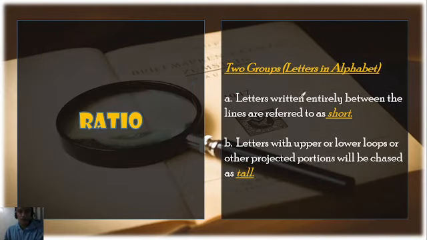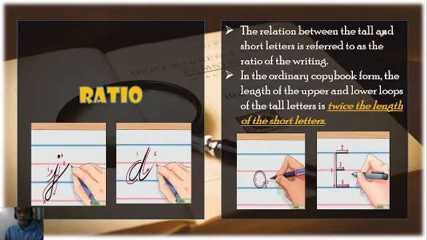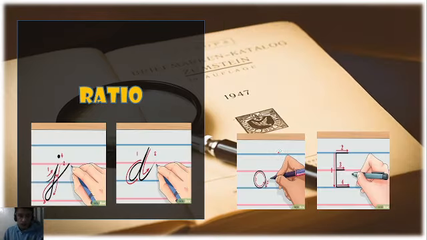So, ratio naman. We are referring to the relationship between the tall and short letters. This is referred to as the ratio of the writing. So we have here the two groups of letters in the alphabet. We have short letters and then we have the tall letters. So we have here an example.